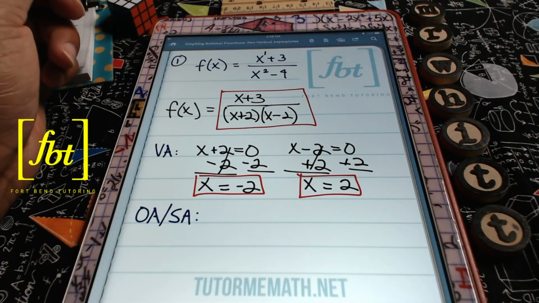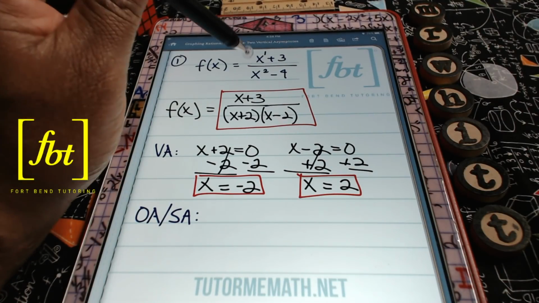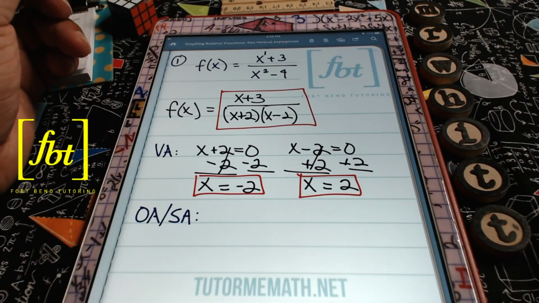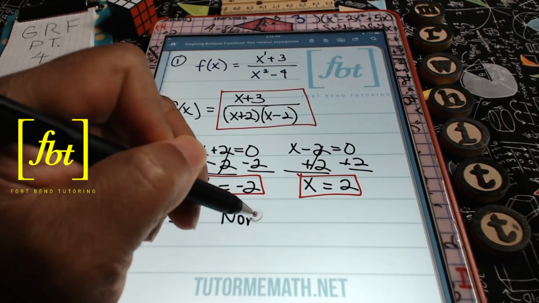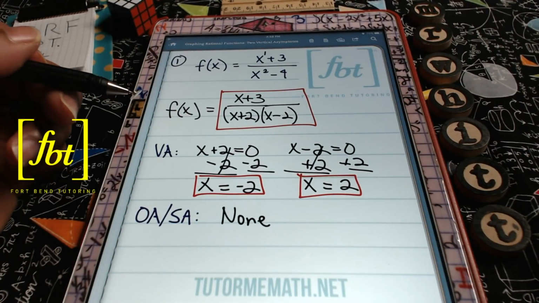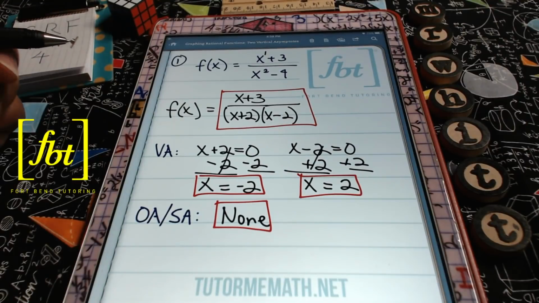In order to have an oblique or slant asymptote, the numerator's degree needs to be 1 more than the degree in the denominator. And that's not the case. So that means that our oblique asymptote doesn't exist. We don't have one. We'll just say none. And then, of course, red box it.